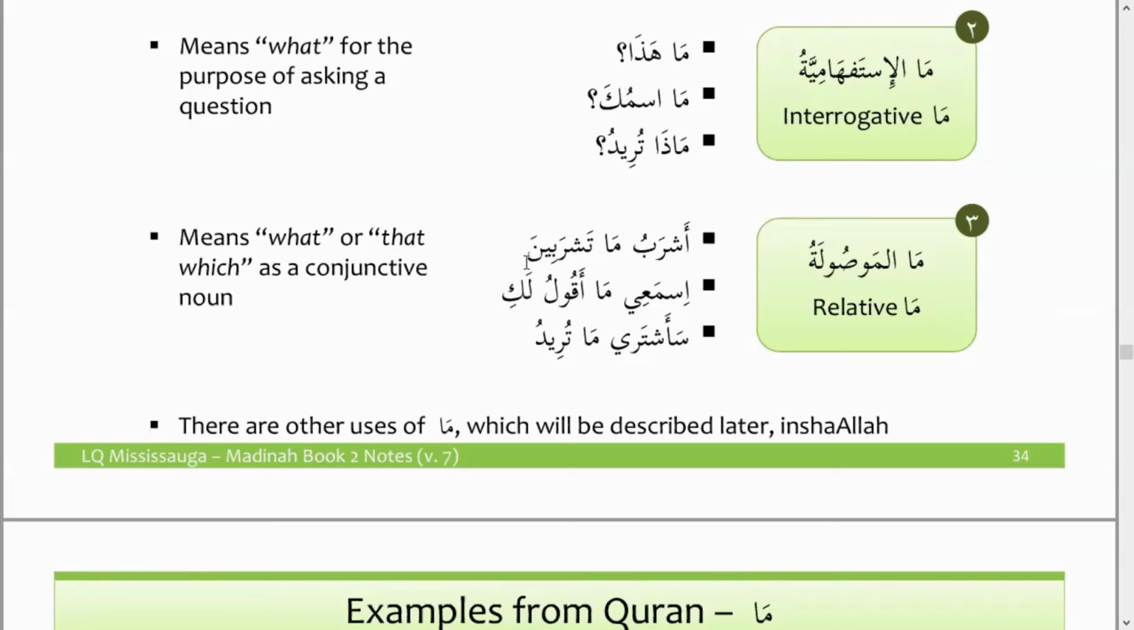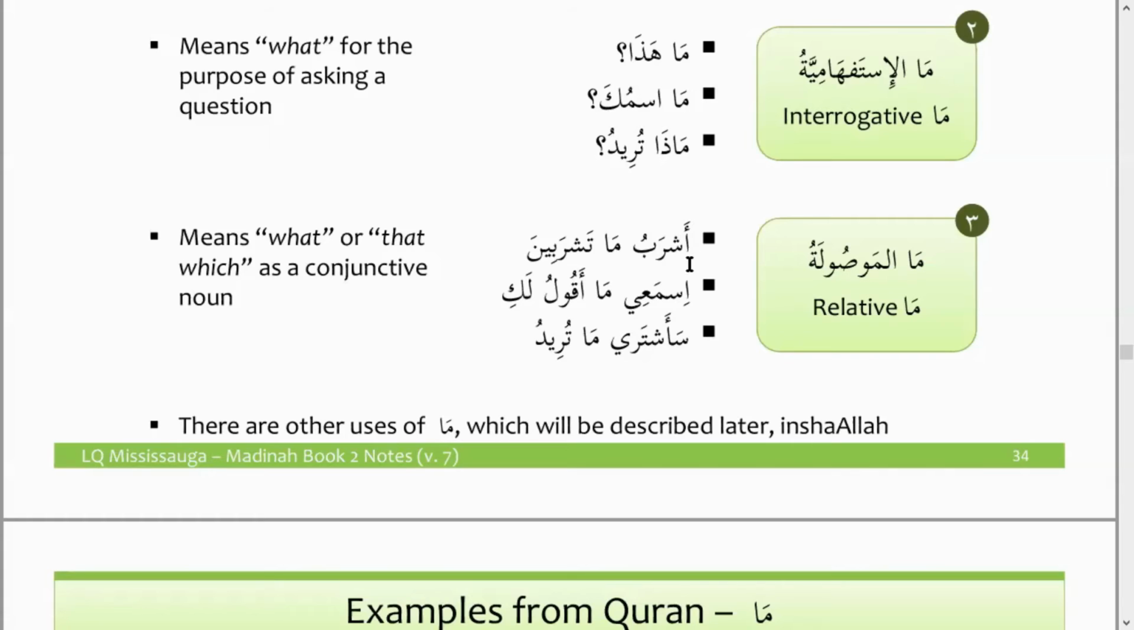Ashrabu ma tashrabina. I drink what you drink, something like that. This is called ma mausula, it is like allazi. Same as allazi, meaning what or which, right? I will drink what you will drink. Isma' ma aqulu laki. Hear what I say to you. Right? So this is like a joining sentence. Here, sa'ashtari ma turid. I will buy what you need. It means what or that which, as a conjunctive noun. So this is like allazi, right? It gives the same meaning.